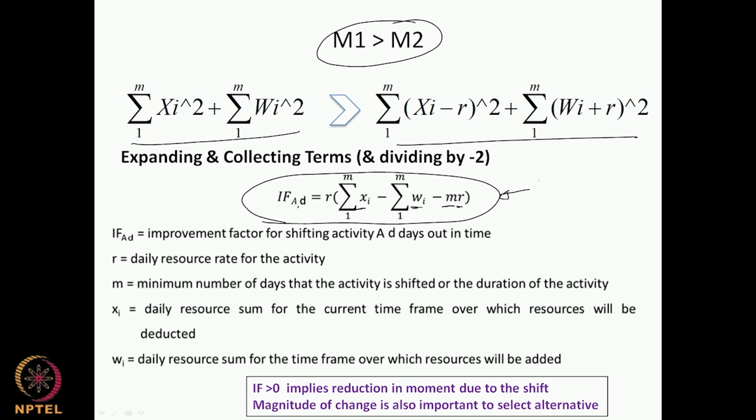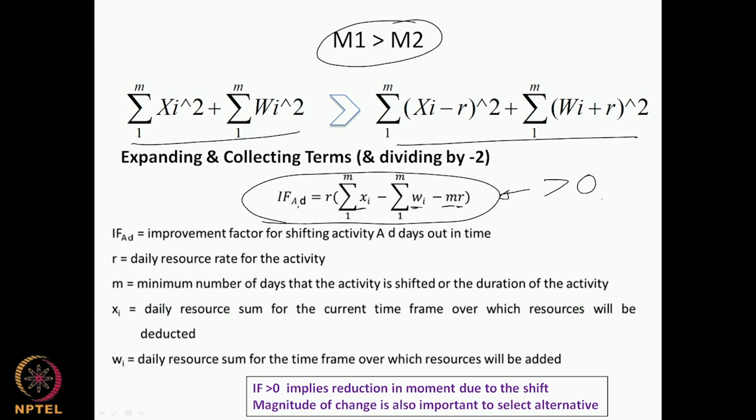what we would like to say here, it's highlighted here, is that improvement factor greater than 0 implies a reduction. If I calculate this improvement factor after a shift and find that it is greater than 0, that means there is a reduction in the moment of the histogram. If the improvement factor is equal to 0, then the moment of the histogram remains the same. If the improvement factor is less than 0, it means that my moment of the histogram has increased because of the shift. So this gives me an indicator whether I should make a shift or not.